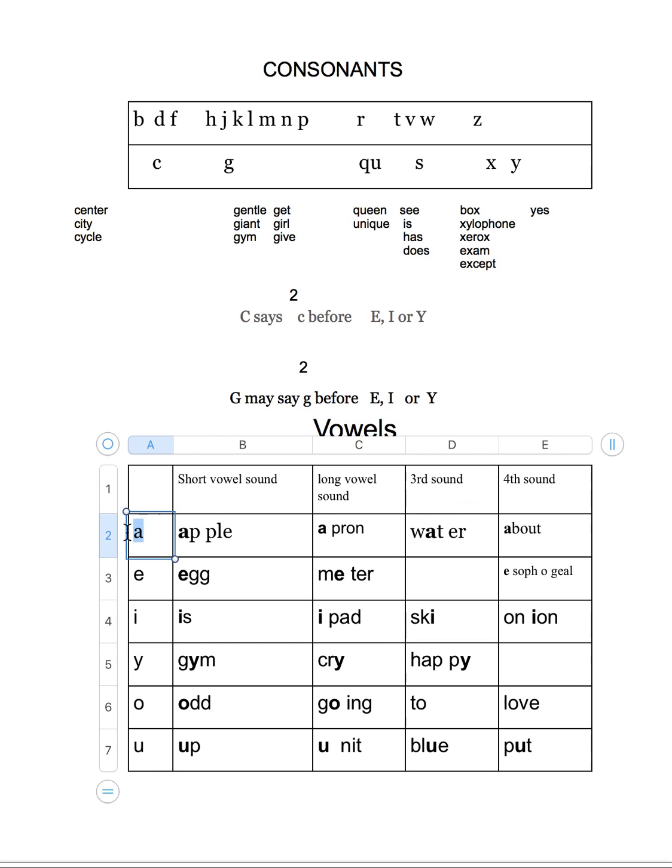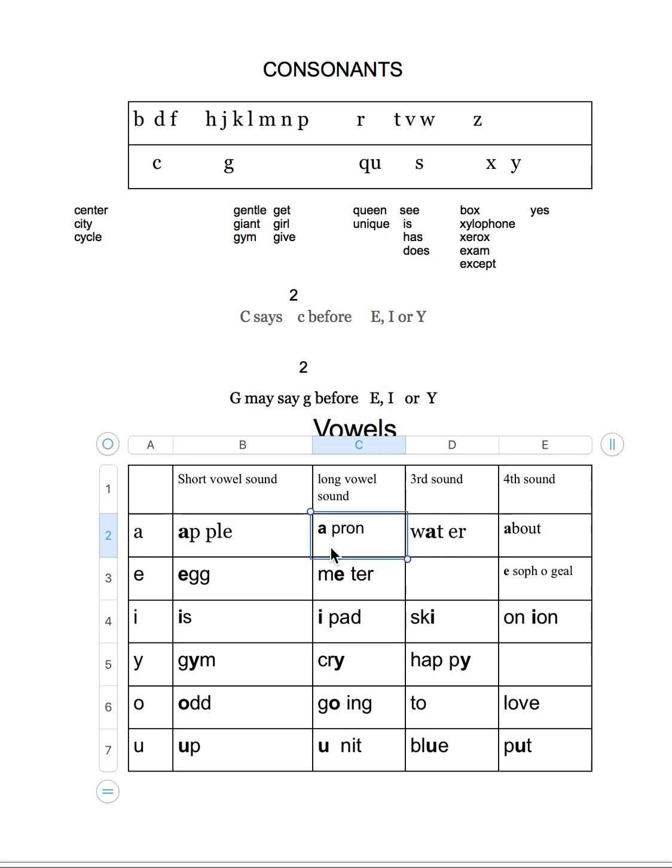The vowel A has 4 sounds. Listen to me say the 4 sounds and see if you can say it by yourself. A, the short vowel sound, apple. A, the long vowel sound, apron.